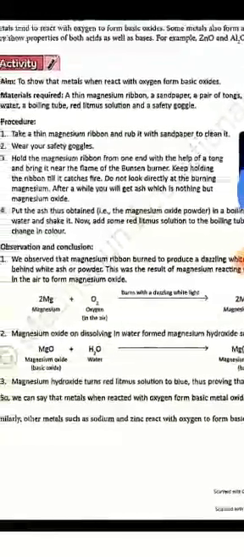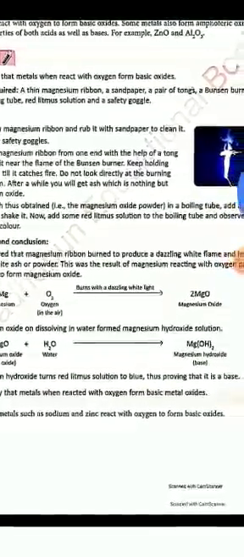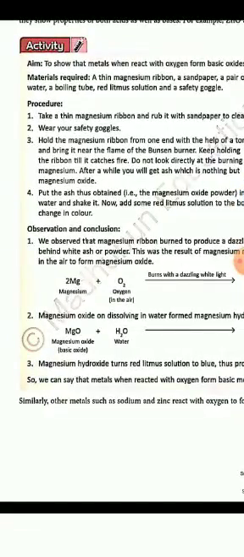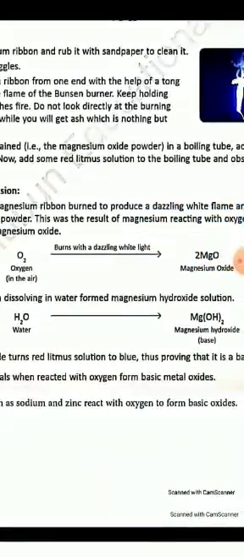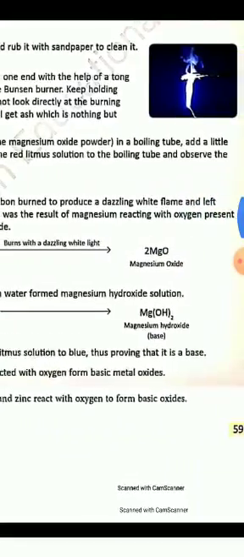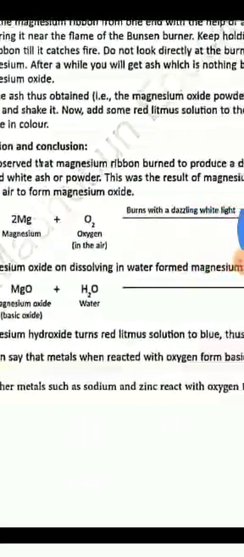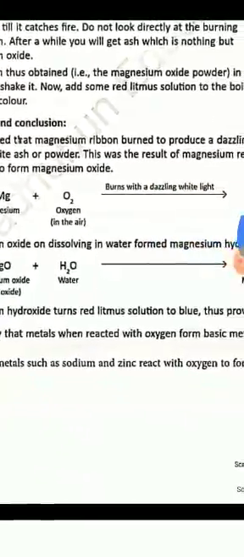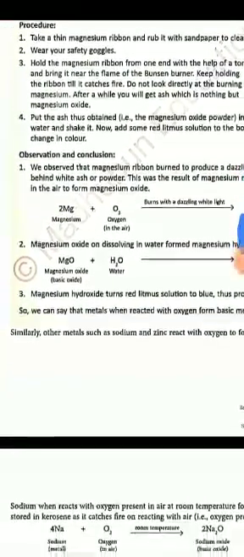To find out that it is basic in nature, we will use the red litmus paper or red litmus solution. If we put the red litmus paper or red litmus solution inside this magnesium hydroxide solution, we will see that it turns blue. That means the substance produced is basic in nature. The basic substance turns red litmus blue. So it is basic in nature.